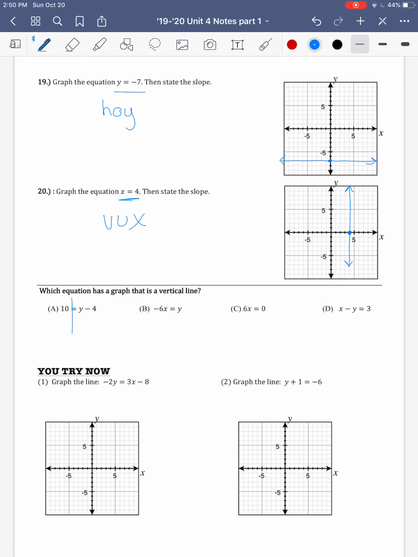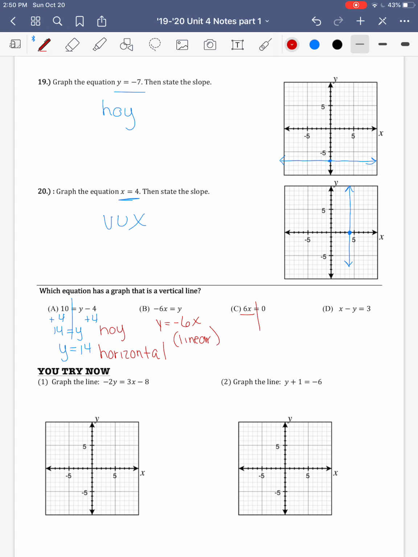So in A, first of all, I always want to get y by itself. So I'm going to add 4 to both sides. That gives me y equals 14. So in my head, I'm thinking, okay, it's y equals, that means it's HOI, or horizontal. In B, first of all, I'm going to rewrite this. So y is over here, y equals -6x. X and y are still in there, so it's neither vertical nor horizontal, it's just linear. So I'm going to put linear.